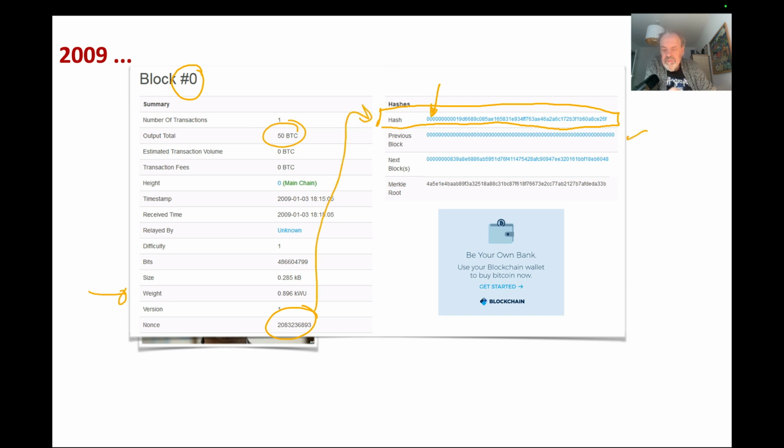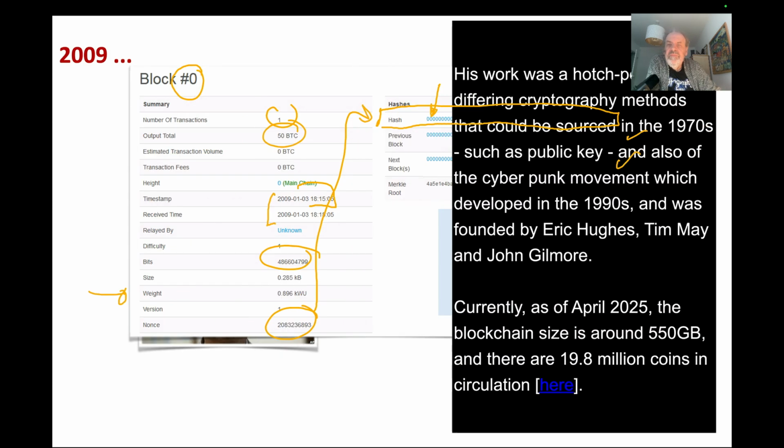We also have the previous block. There wasn't any previous blocks, of course, so it's all zeros in this case. And here is the hash of the next block to make it immutable. We can see that the time that was created was the 3rd of January 2009 at 6:15 p.m. here. And there's the size of the block that was actually created. And there was only one transaction in there overall.